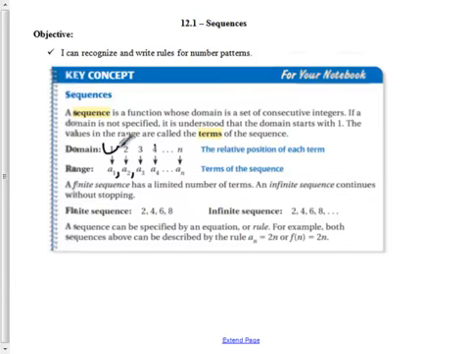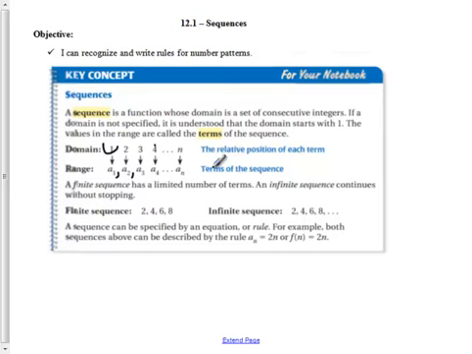You do not need to start with the first term. You could start with the second term. However, these are just the relative positions. Then the range is the actual terms in the sequence. So we call A1 the first term, A2 the second term, A3 the third term, A4 the fourth term, all the way up to An.